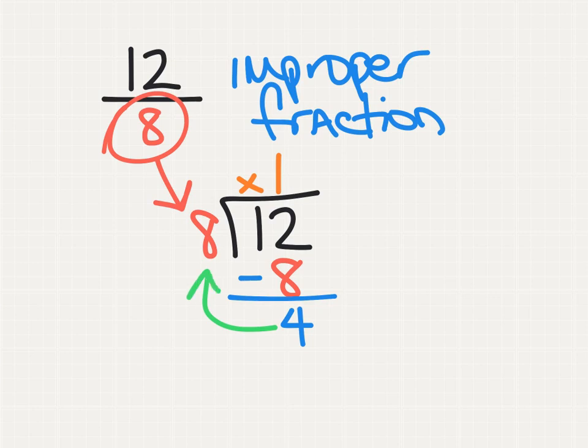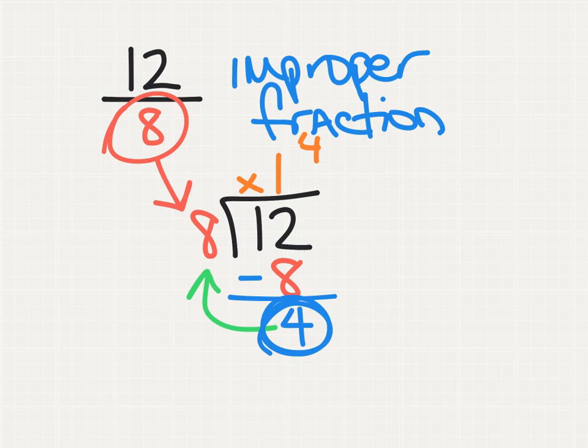But when I go to bring down, I notice I have no numbers to bring down. So when renaming an improper fraction to a mixed number, our remainder becomes the numerator of our fraction.